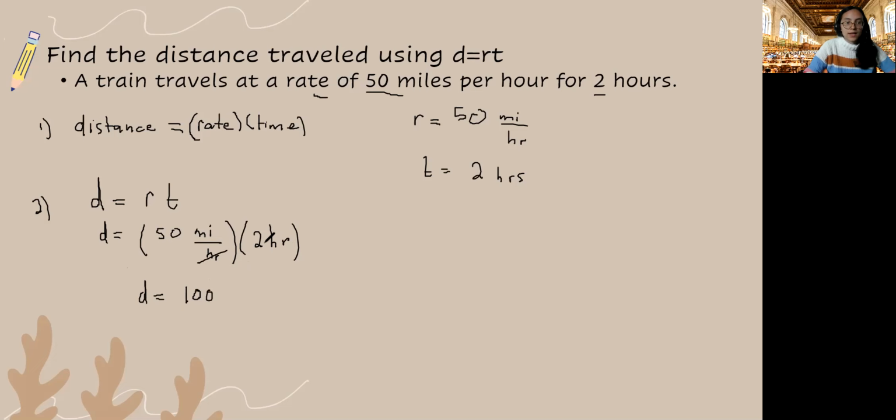Our hours cancel. That's why it's important that we have the same units for time and rate here in the denominator. And we bring down our units, miles. So this is the answer: for a train that is traveling at a rate of 50 miles per hour for 2 hours, it will have traveled a distance of 100 miles. Okay, go ahead and jot this down so that we can move on to our next example.